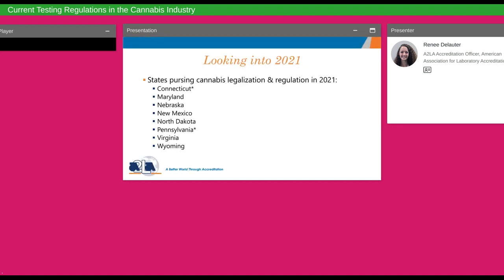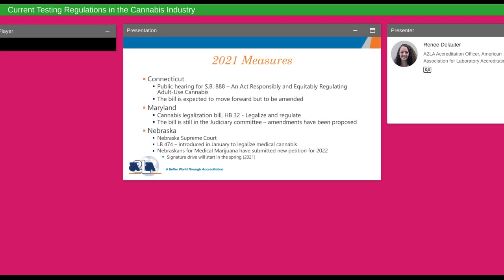Cannabis legalization measures are already off to a great start for 2021. There are already at least 8 states this year that have bills pushing for some sort of cannabis legalization, including both Connecticut and Pennsylvania. Other states that have begun 2021 initiatives include Maryland, Nebraska, New Mexico, North Dakota, Virginia, and Wyoming. I want to dive a little bit deeper into what each state's initiative looks like.